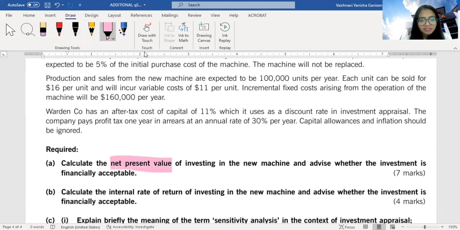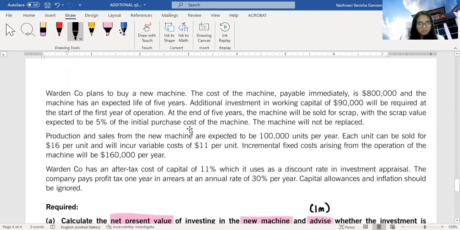Calculate the net present value of investing in the new machine and advise whether the investment is financially acceptable. So here, what you need to do is tell them whether you accept or reject. That will give you 1 mark. Net present value, you know how to do it. Okay, now let's read the scenario together.